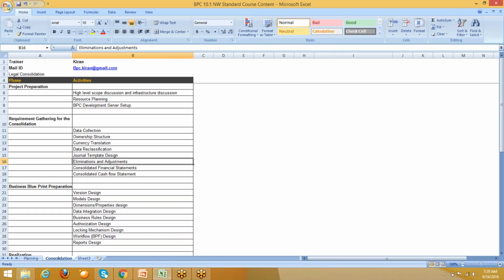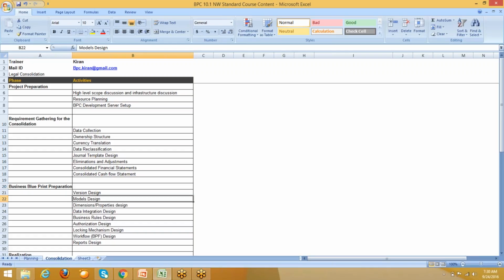Once the elimination adjustments requirement is gathered, now you have to understand how their financial statements look like, how their financial position report looks like, how their consolidated income statement looks like. And also you have to prepare what groupings are required for the cash flow, how the cash flow is derived for the consolidation. That requirement you have to gather.